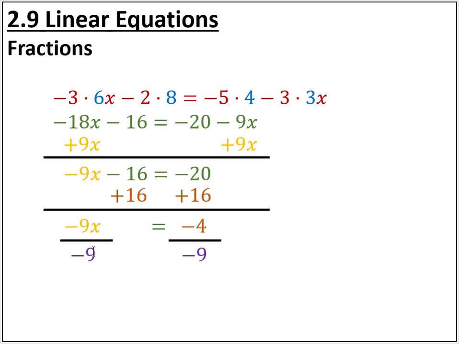So on the left, when you divide by negative 9, you will have a positive x. And on the right, negative 4 divided by negative 9, when we divide negative by negative, it's going to end up with positive. And we cannot simplify the fraction because there's nothing in common between 4 and 9. So our final answer will be x equals positive 4 over 9.